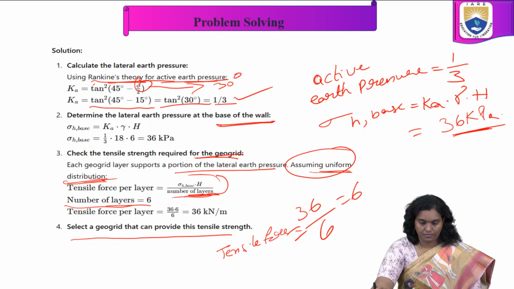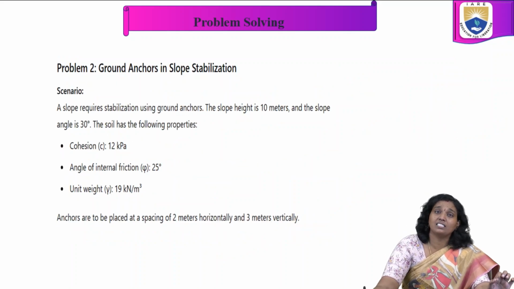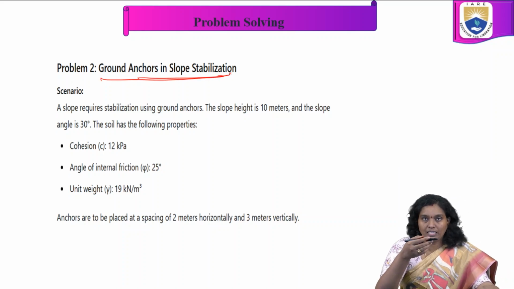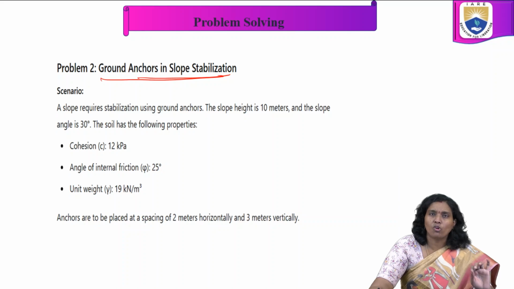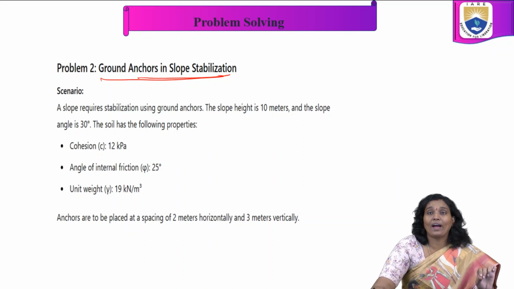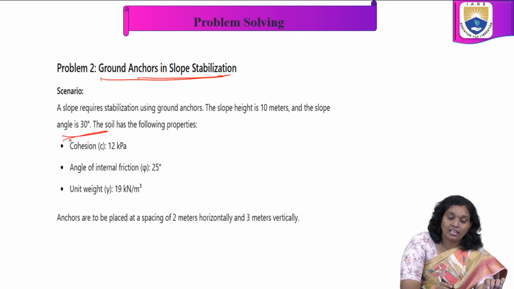Now, ground anchors in slope stabilization. In this scenario, a slope requires stabilization using ground anchors. The slope height is 10 meters and the slope angle is 30 degrees.